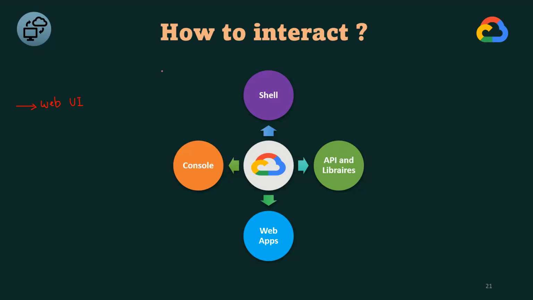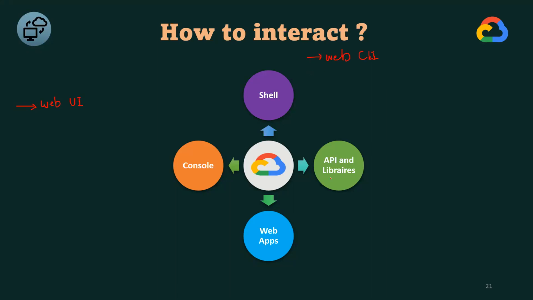What about Cloud Shell, sir? Cloud Shell is a web command line interface. Sir, I want to interact with the GCP services via commands. Then you can go to Cloud Shell. Cloud Shell is a command line interface where you can interact with the Google Cloud services via commands. So that is what Cloud Shell is.